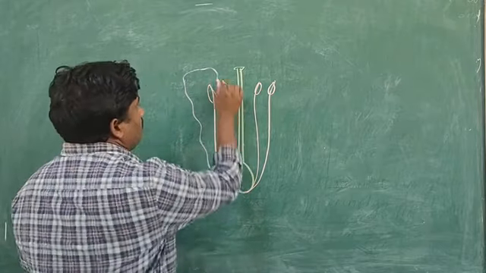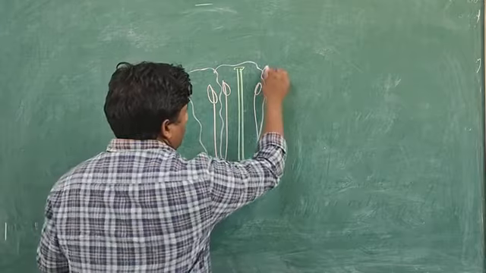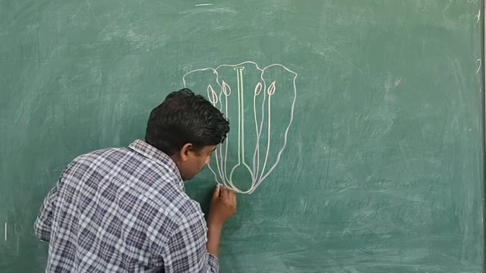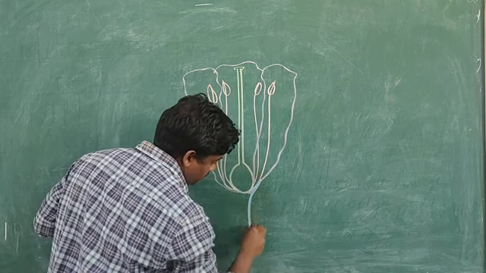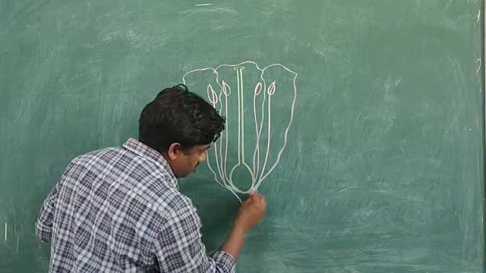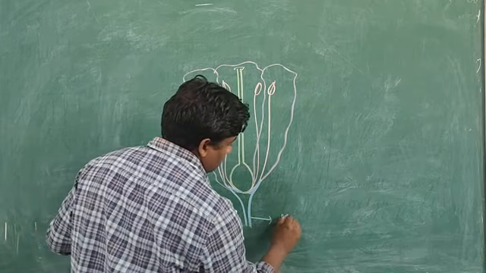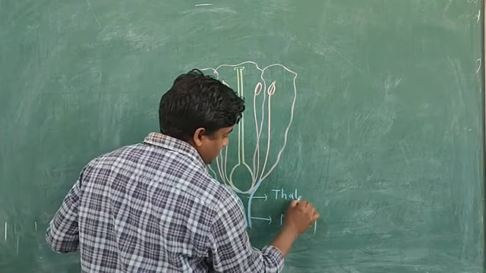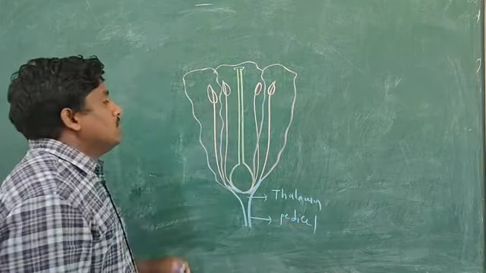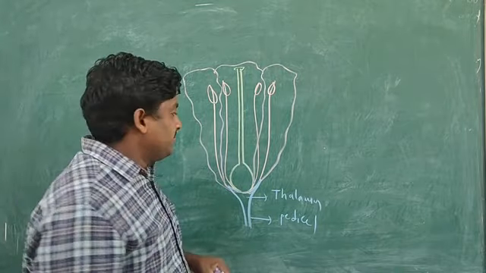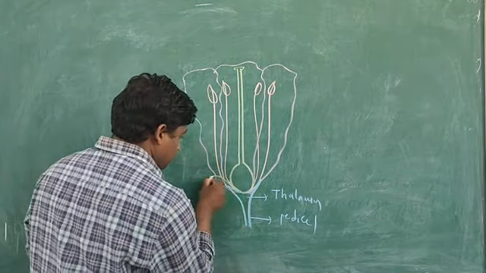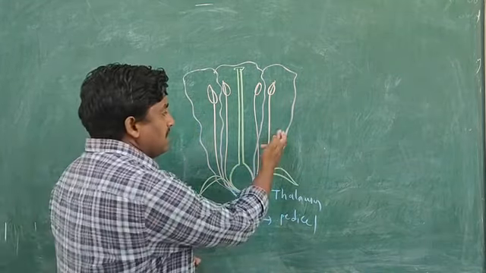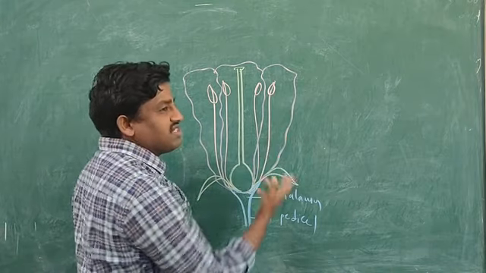These are the corolla. Next. This we already discussed. This is the thalamus. Okay. In the flower, calyx. Calyx consisting of sepals. The second circle is called corolla. The corolla consisting of petals.